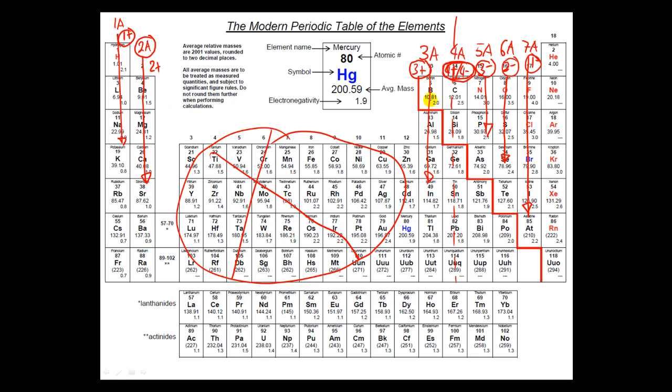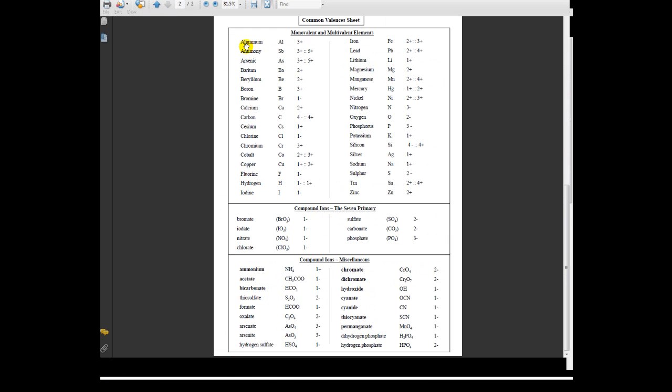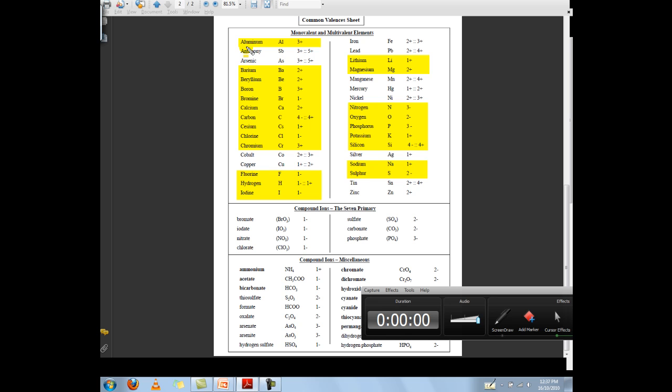1, 2, 3, plus or minus 4, negative 3, negative 2, negative 1. And congratulations, you've just memorized all the monovalent, well rather mostly monovalent elements on this chart over here. So half your job is already done.